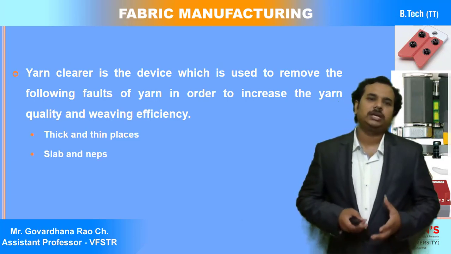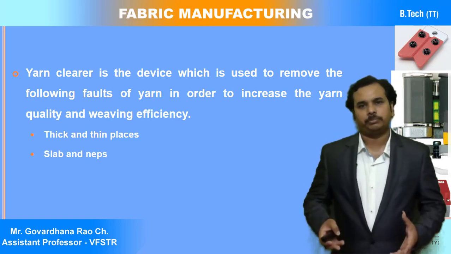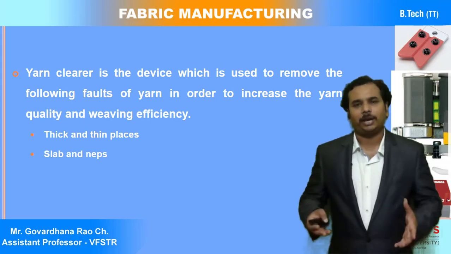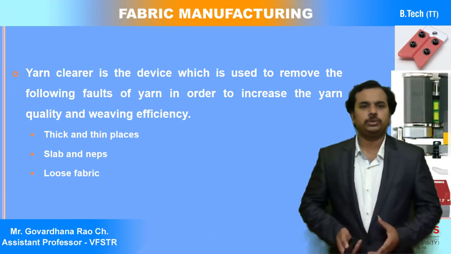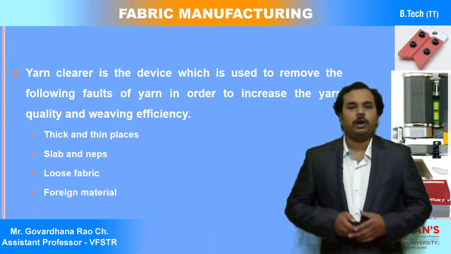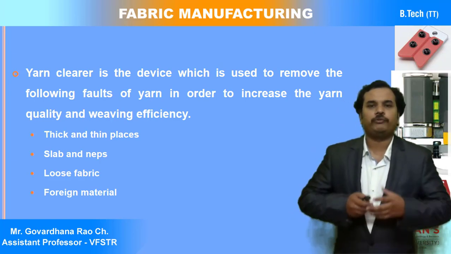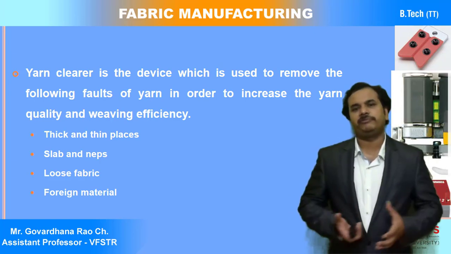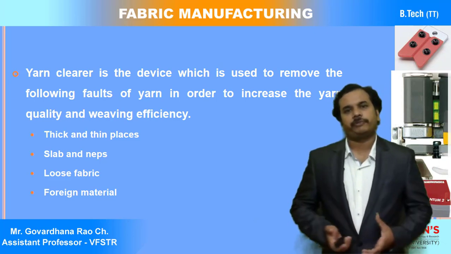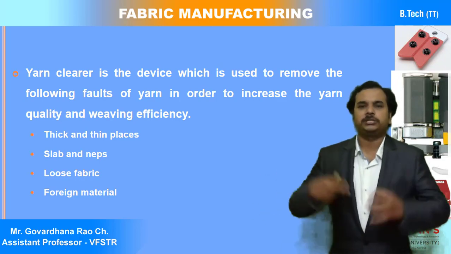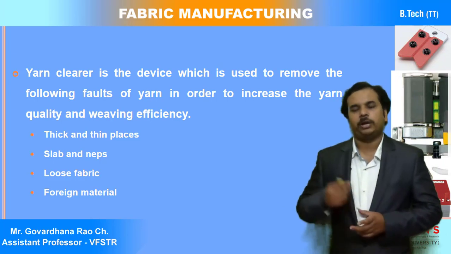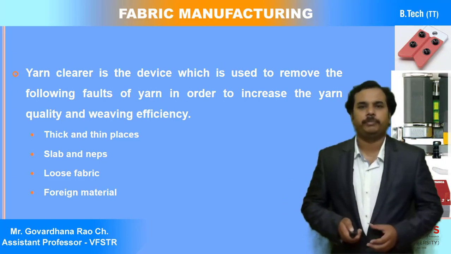And the second one is slabs and nebs. The next one is loose fibers and foreign materials. Foreign materials are, for example, if yarn is being produced using cotton fiber, and polypropylene fiber is intermingled with the cotton fibers, then the polypropylene fiber is called a foreign material.